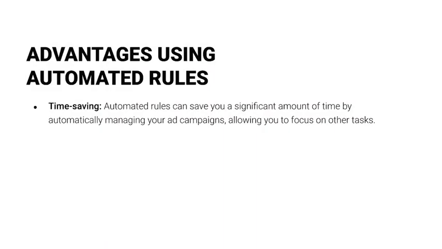Now, here are some advantages of using automated rules. Time savings. So automated rules can save you a significant amount of time by automatically managing your ad campaigns, allowing you to focus on other tasks. Now, I'm not saying to automate the entire thing, but many times, if you're like myself, I like to log into ad accounts, look over everything, and sometimes just getting set up can take a little while, getting the right report pulled up, really looking at the numbers. Well, there's a lot of time savings if you have some benchmarks that are automatically managed by using something like automated rules.